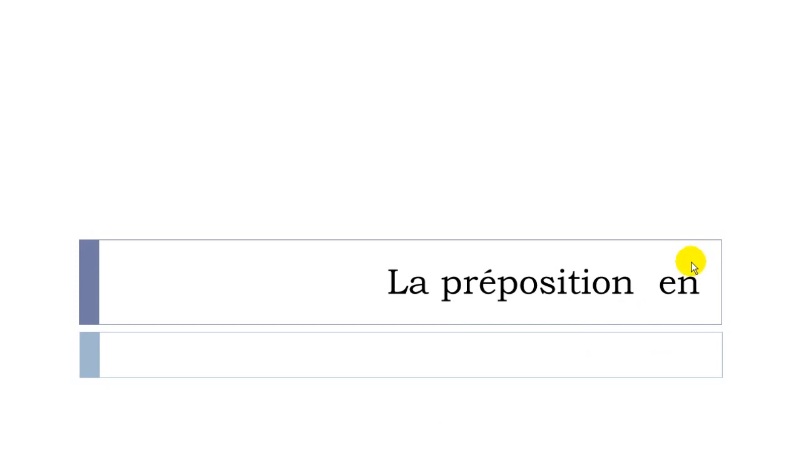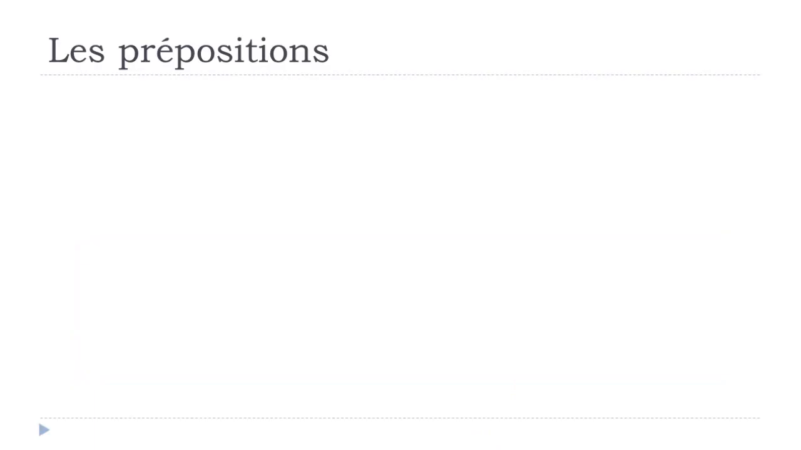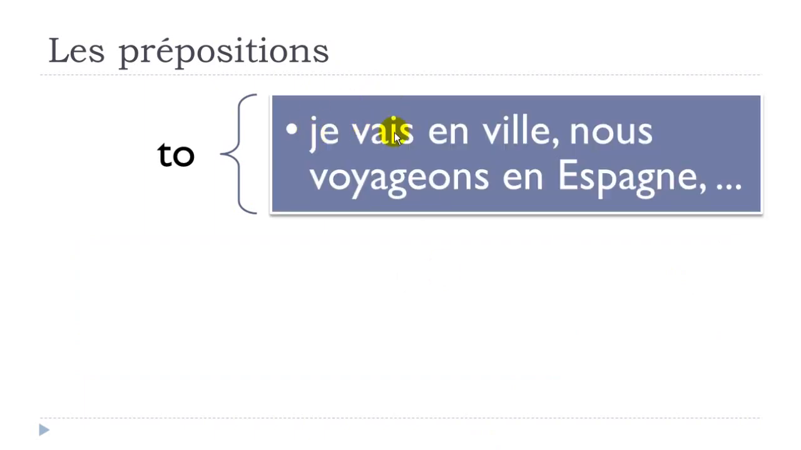La préposition en. Remember, in the previous lesson we saw la préposition de, the lesson before it was la préposition à, and in the next lesson we'll discover quite a few other prepositions. So let's start with la préposition en right now. It can be used to express this to concept in English. For instance, je vais en ville, ville is town, or nous voyageons, voyager is to travel, en Espagne, Spain.